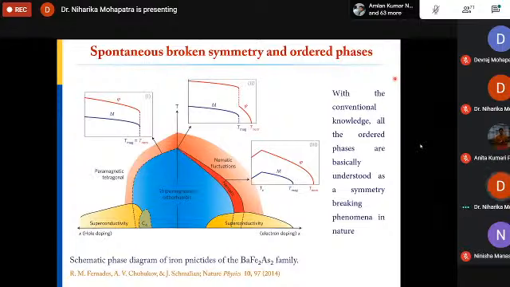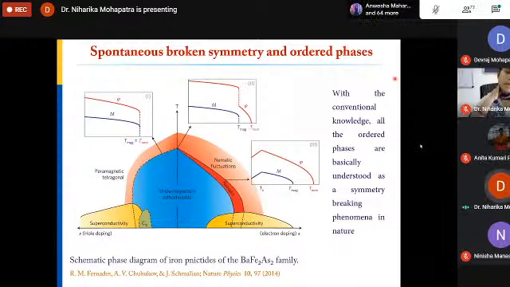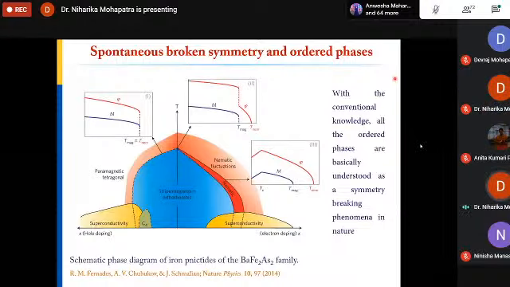This is a typical schematic behavior of any kind of phase transition in solids. Any sort of phase transition is always associated with some symmetry. Any spontaneous symmetry breaking is always linked with some sort of ordered phase. I think Dr. Samal has already explained phase transitions and this ordering. Like yours, this is always associated with some sort of order parameter.